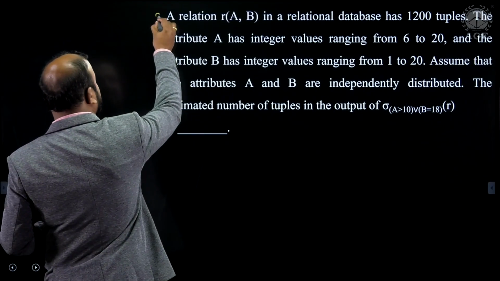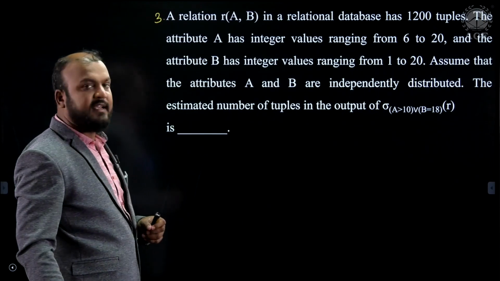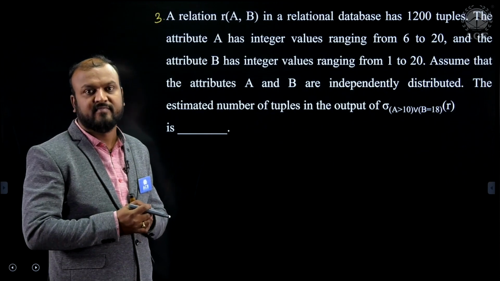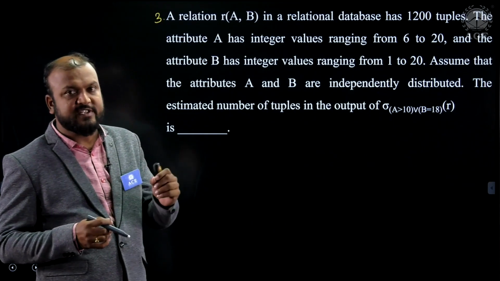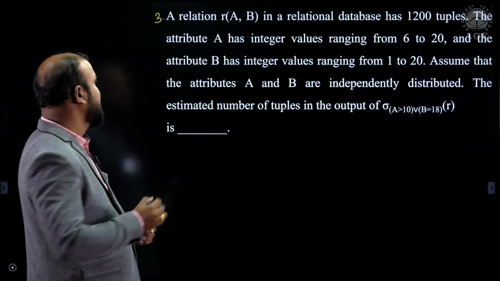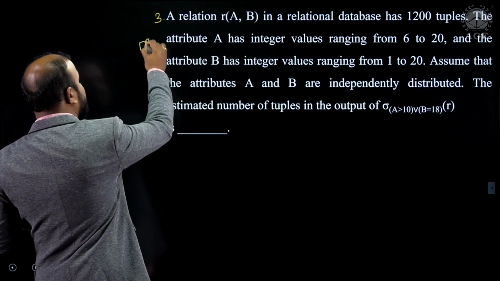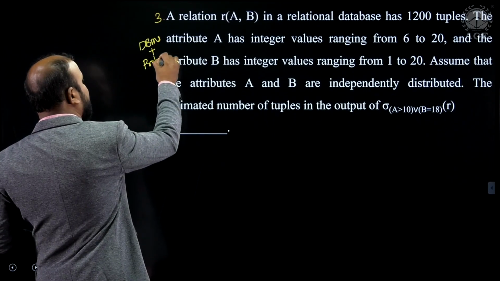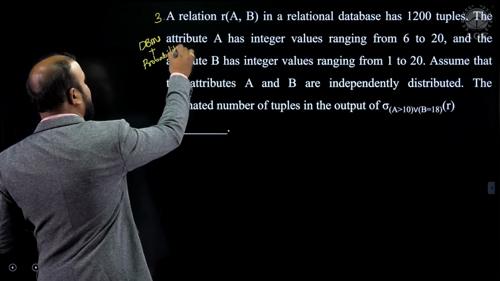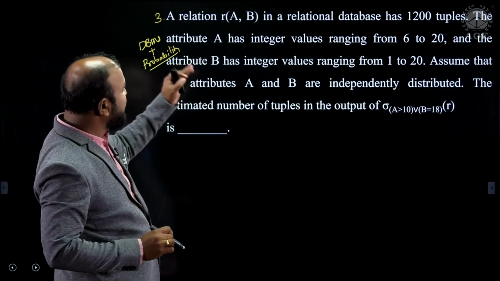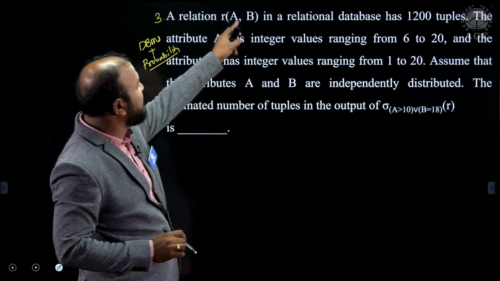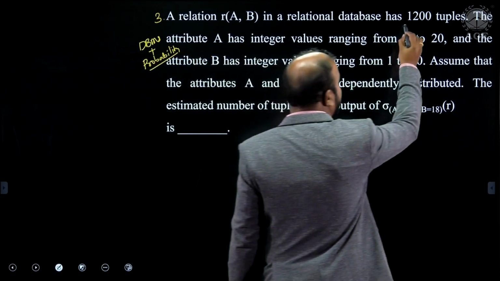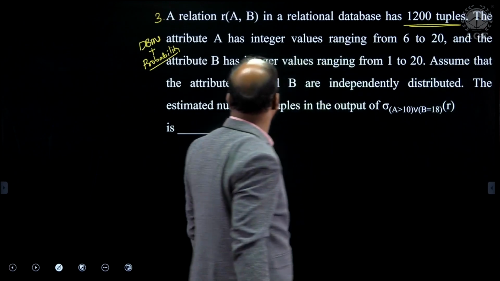This is question number 3, and among all the questions, I feel this is the beautiful question. Why? Because this question is based on two subjects. One is database management system and another one is probability. Now, coming to the question, a relation R of A comma B in a relational database has 1200 tuples.